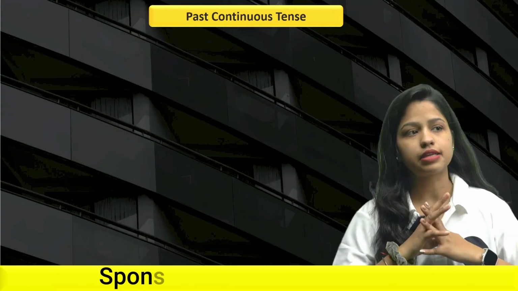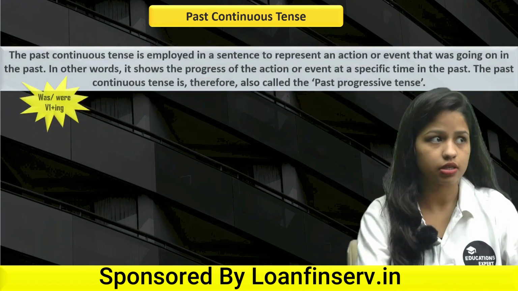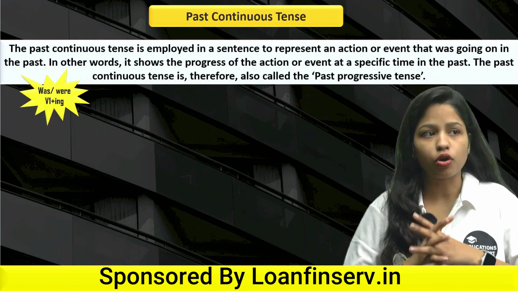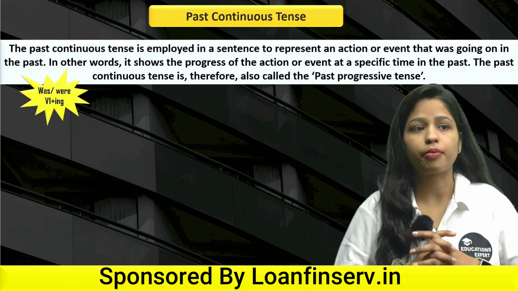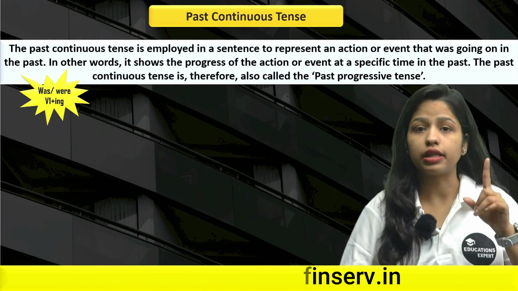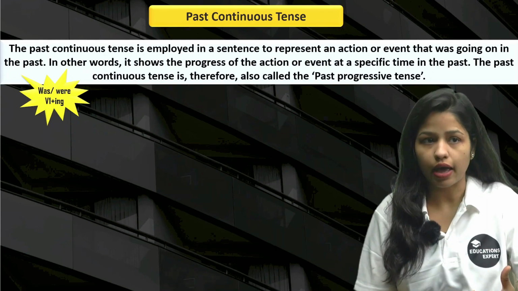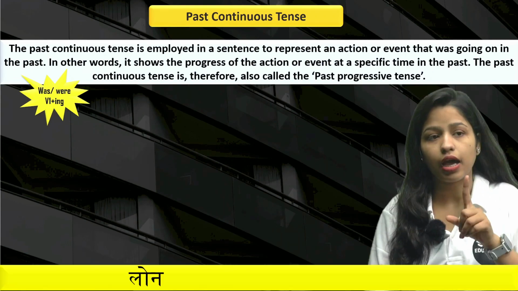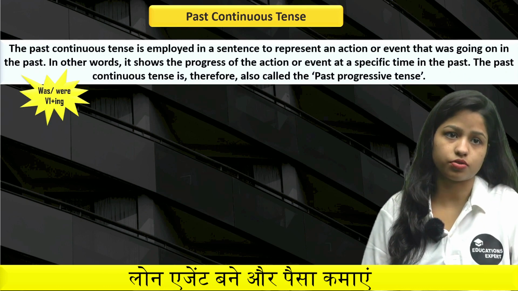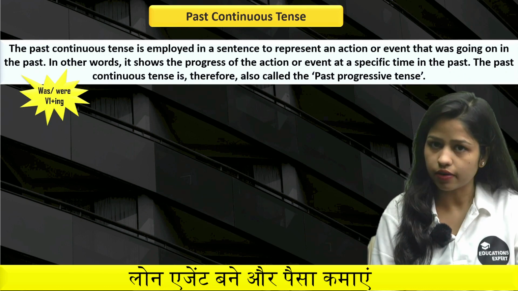All right, let's start with the definition of past continuous tense. The past continuous tense is employed in a sentence to represent an action or event that was going on in the past. In other words, it shows the progress of the action or event at a specific time in the past, right? The past continuous tense is therefore also called the past progressive tense, right?